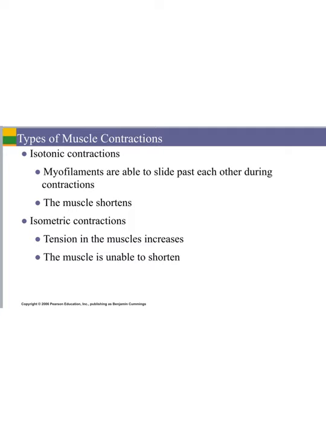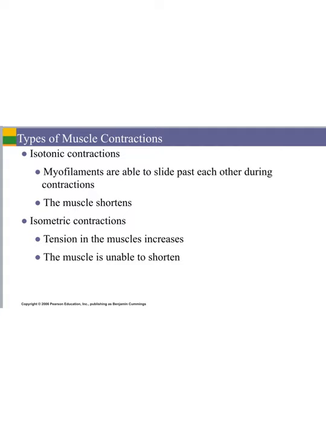Isometric contractions are when you have tension on the muscles, but there's no shortening. And so it would be like walking up a set of stairs. That would be an isometric type of exercise, right? Because our calf muscles are not really shortening, but they're still doing work, and there's still tension that's created in those calf muscles.